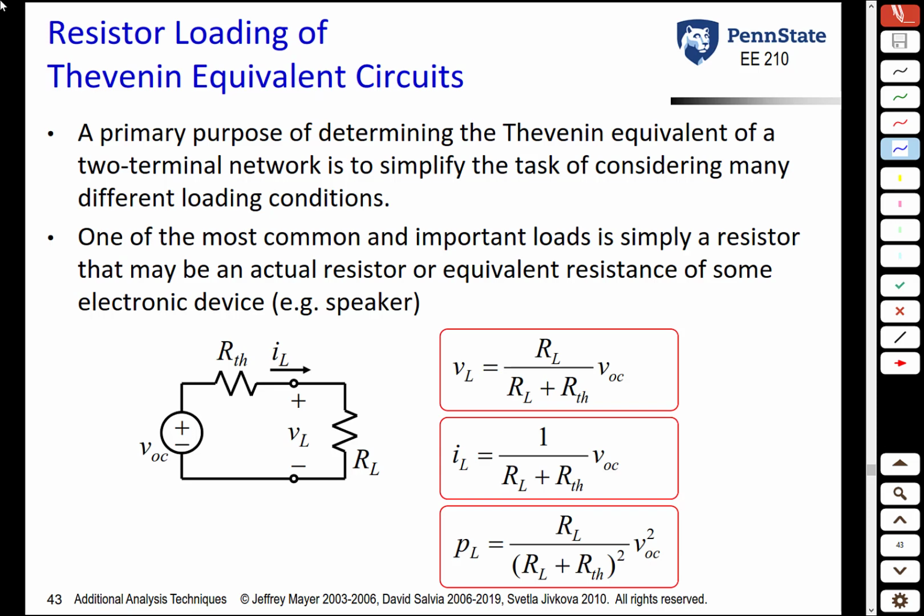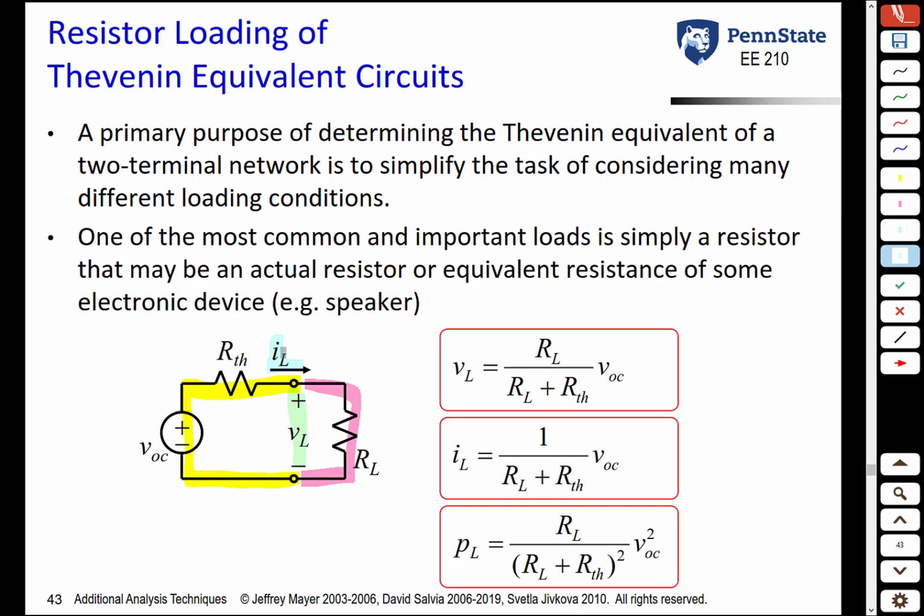This is particularly useful when you want to calculate the power absorbed by a load in a circuit. What you can do is replace the rest of the circuit except for the load by its Thevenin equivalent. Then you put in your various loads into the simplified circuit and you can calculate the power. Well, how do you calculate the power? The power absorbed by the load is the voltage across the load, VL, times the current through the load, IL.